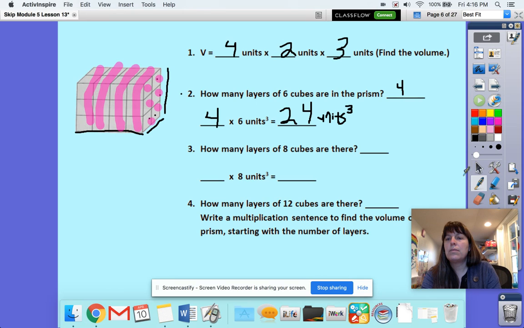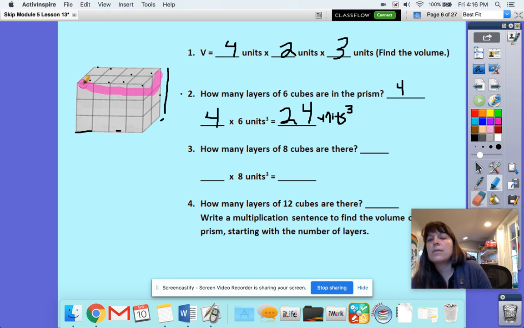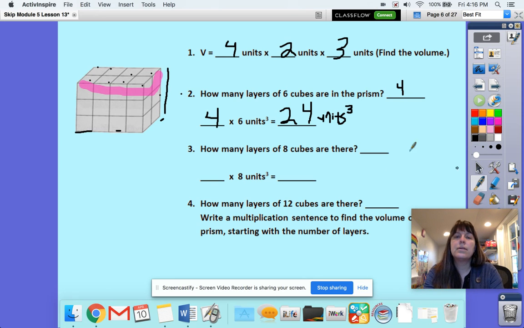Okay, so now with my non-example, I had counted that top layer and there were 8, right? 1, 2, 3, 4, 5, 6, 7, 8. So now you can see that the layers go this way. Here's 1 layer. I'll let you count the rest. How many layers are there altogether? If you said 3, you were correct.